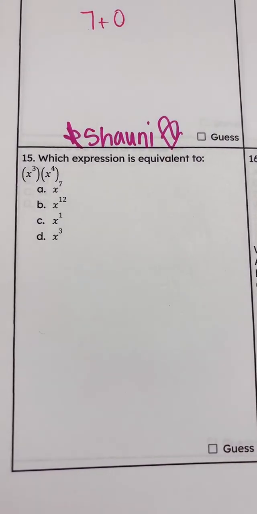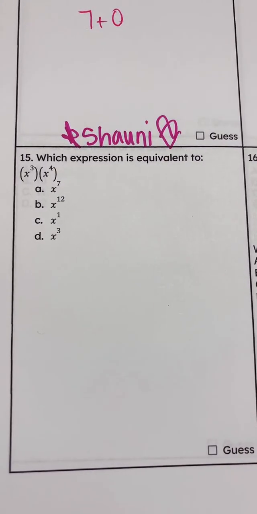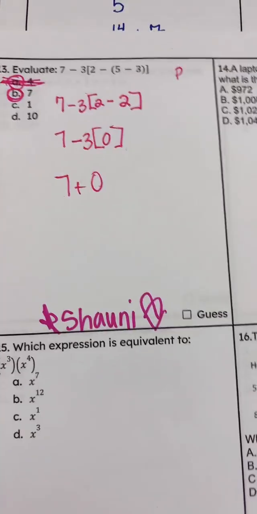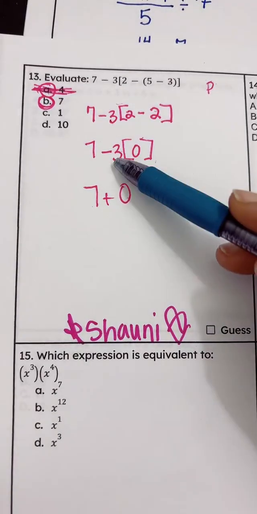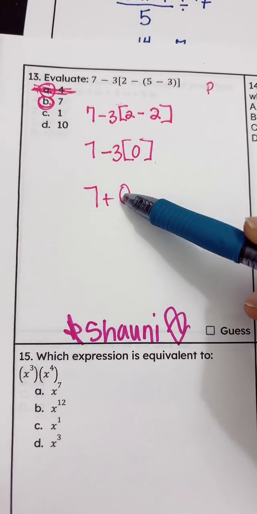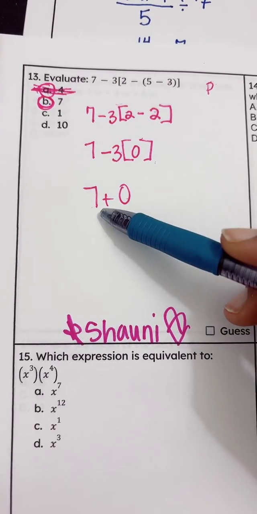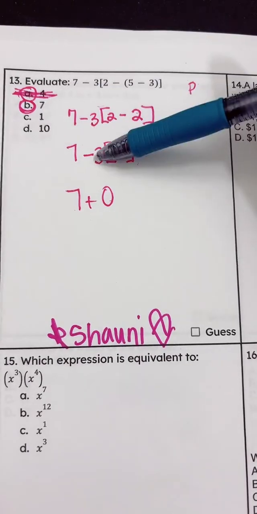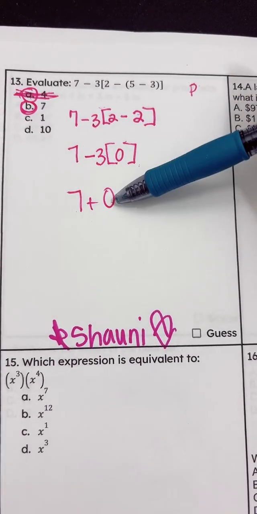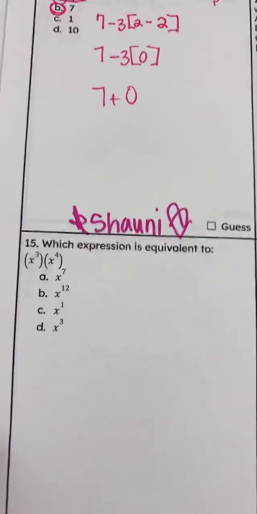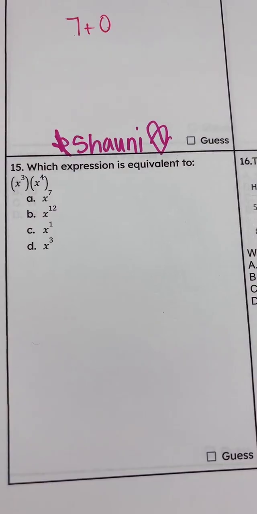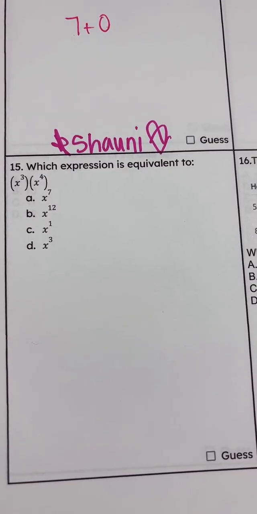Which expression is equivalent to? Oh, should it have been 7 minus 0? Because this is what I was thinking. A negative 3 times 0 is just a 0, but 0 can't be a minus. 0 can only be positive. So that's why I changed. When you do negative 3 times 0, it's just 0. Do you get what I'm saying, Michael, or not? Oh, okay, yeah. Good.